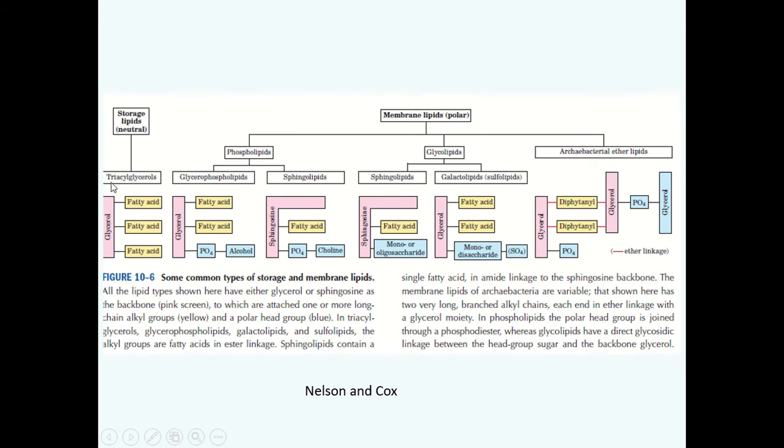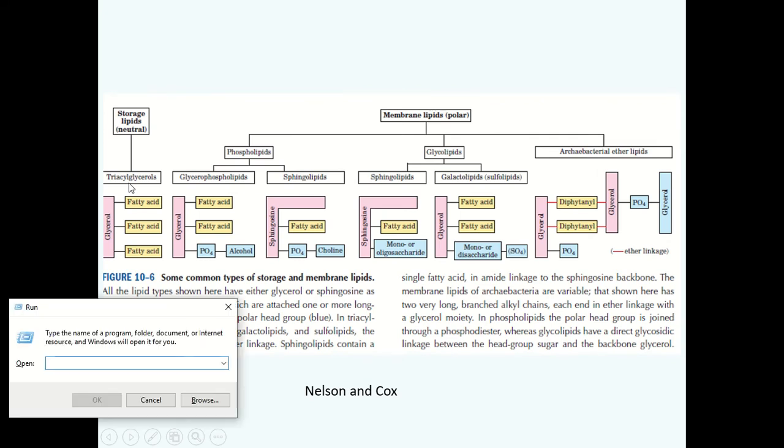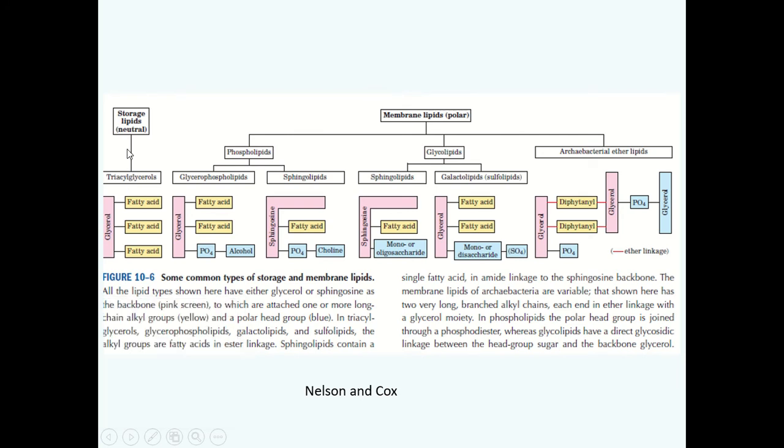Certain lipids, like triacylglycerols, are meant for storage. These are formed by a condensation reaction between glycerol and fatty acids. The resulting molecules are called triacylglycerols. Sometimes they are also called triglycerides. They are meant for storing energy.